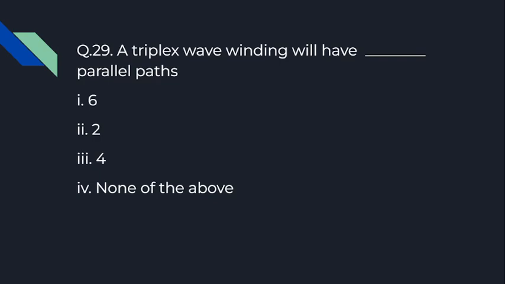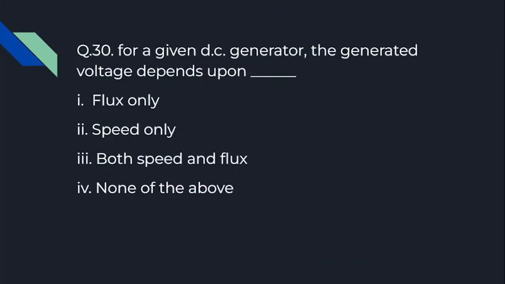And let's have a last question for this session. That is, for a given DC generator, the generated voltage depends upon dash. As I already gave the equation that Eb is equal to ΦZNP by 60A, wherein the other parts are going to be constant. The back EMF depends upon speed and flux. Option 3, both speed and flux, will be the answer for this given question.